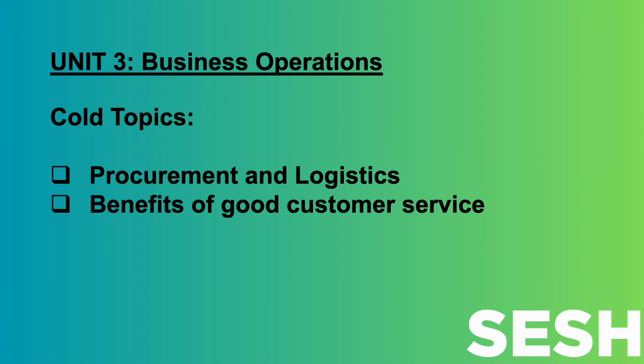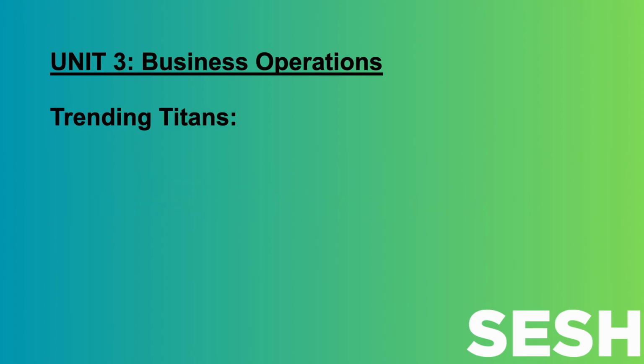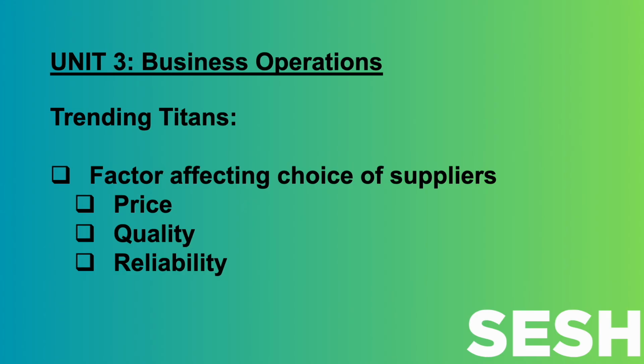4 super strands for supermarks. Trending titans for business operations. Definitely the factors affecting the choice of suppliers. Thinking QPR, quality, price, reliability. These factors play a pivotal role in shaping a business's decision-making process when choosing suppliers.